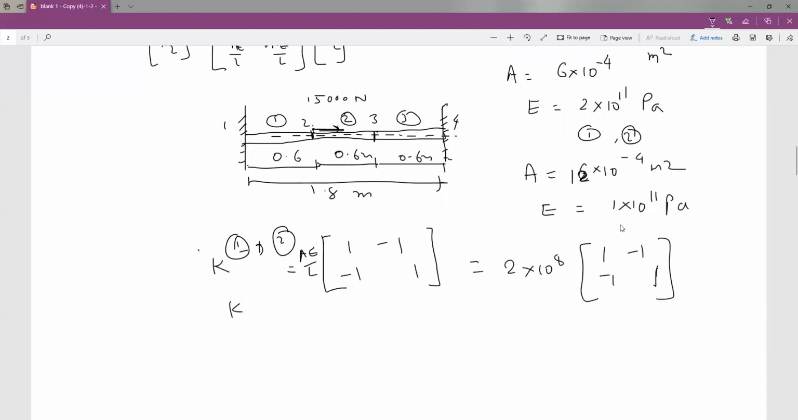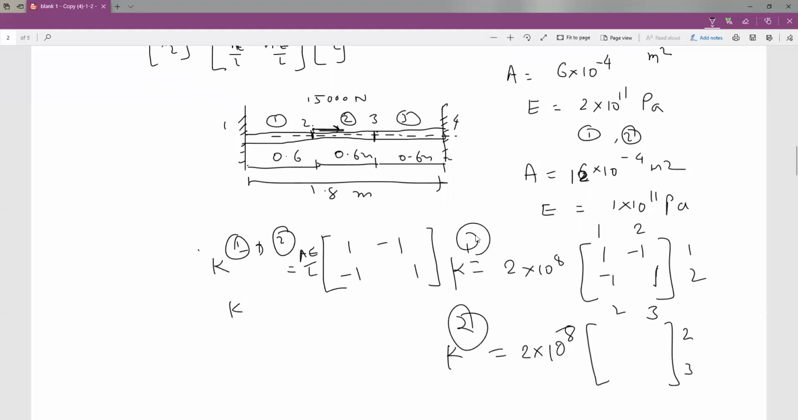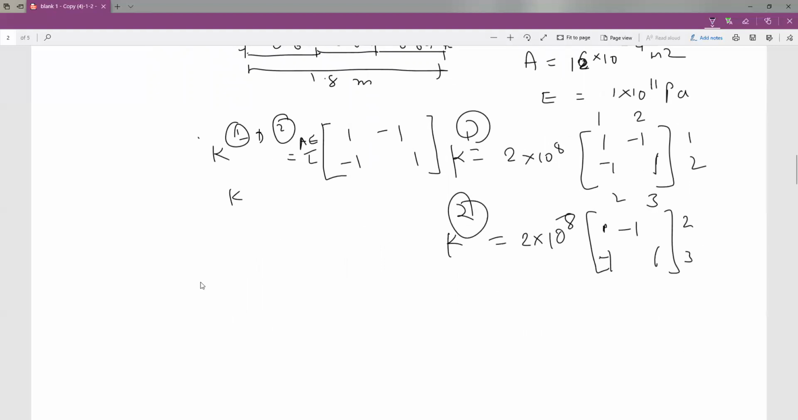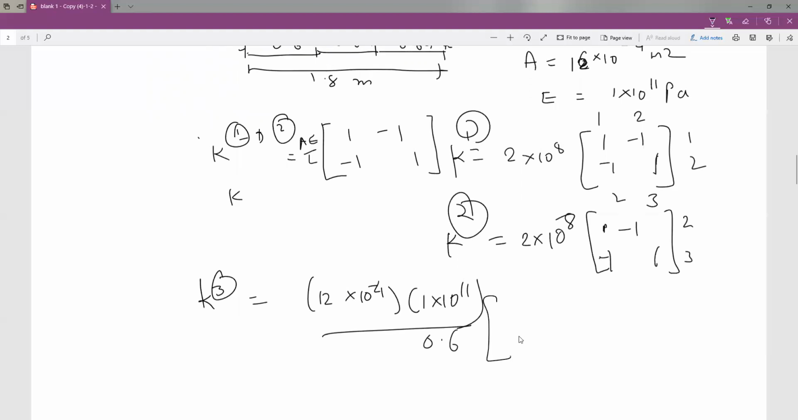For the first bar the nodes are 1 and 2. For the second bar the nodes will be 2 and 3, but the same matrix. So this is for K1 and this is for K2. And K3 is obtained by substituting AE by L, with the given data, divided by 0.6, giving 1 minus 1 minus 1 1. This is related to nodes 3 and 4.